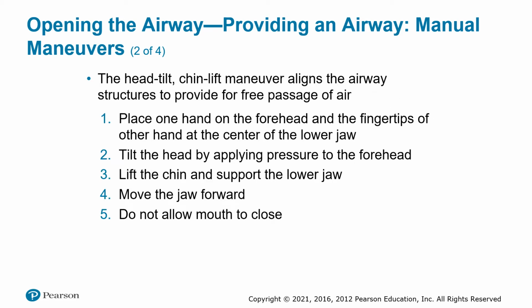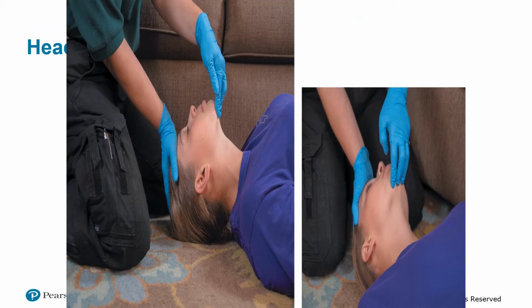The head tilt chin lift aligns the airway structures to provide for free passage of air. You're going to place one hand on the forehead, and then your fingertips of the other hand on the center of the lower jaw. Tilt the head by applying pressure to the forehead, lift the chin, and support the lower jaw. Move the jaw forward and do not allow the mouth to close. Just like this.